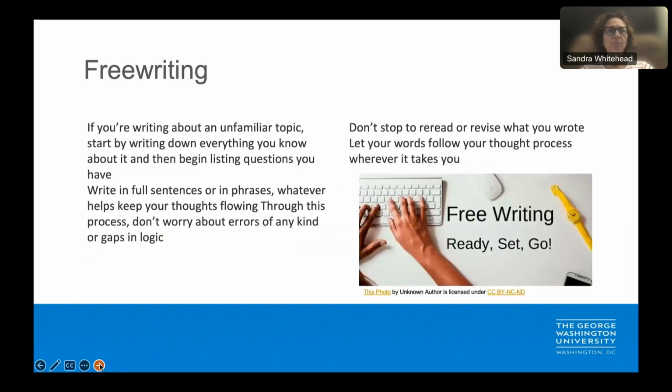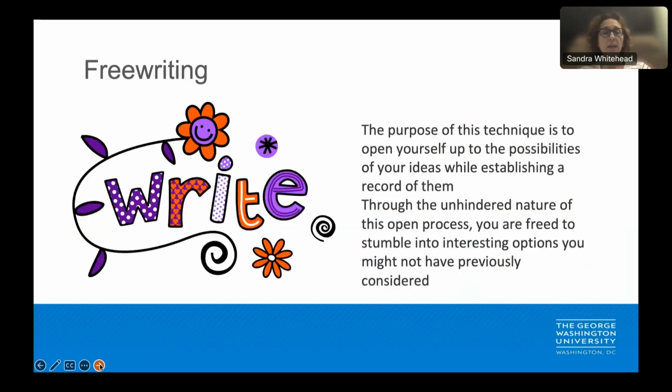If you're writing about something you haven't done any research on yet, that's okay. Write down the questions that you have, the things that you want to research. You can write in full sentences or phrases, whatever works for you. And through this process, don't worry about it being wrong, or there being errors, or the logic not working, or it not flowing. It doesn't matter yet, right? So don't reread it or revise it. Just keep writing, and write for about 10 minutes.